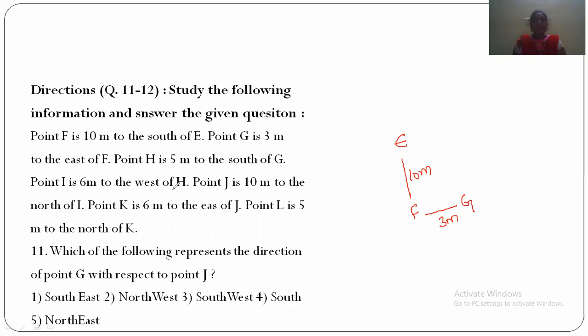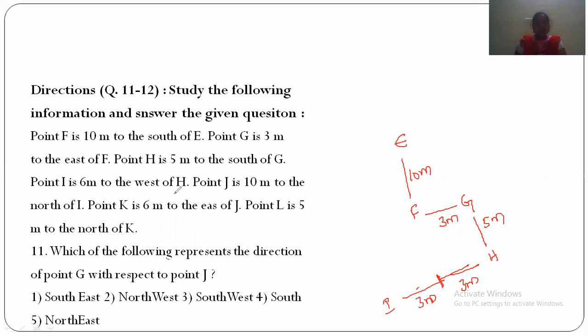Point I is 6 meters to the west of H. This line I have missed. Point H is 5 meters to the south of G. So H is 5 meters south of G. Point I is 6 meters to the west of H. So parallel to this line, 3 meters, and parallel to this one again, 3 meters, we have to draw I, 6 meters to the west of H.